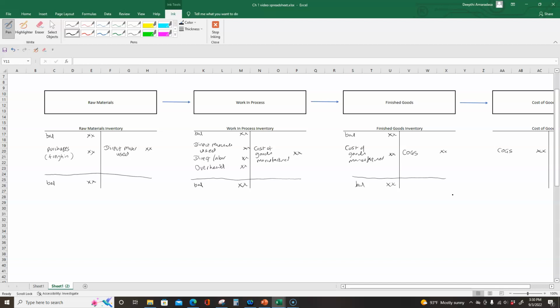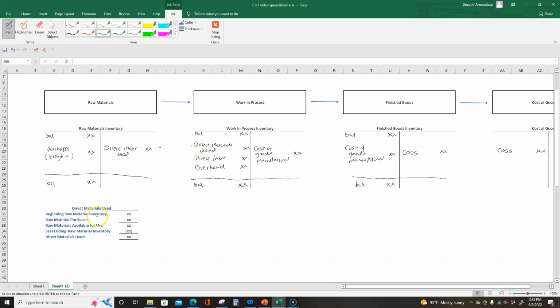When you're doing your homework, you may be asked to prepare a schedule. As long as you understand the flow of inventory, you'll be able to follow along with the schedule. Here is a schedule to calculate direct materials used. If you are asked to calculate direct materials used, you can find direct materials used in two places. You find it in your raw materials inventory account, which is here, or you find it in your work in process inventory account here. Both these numbers are the same because raw material inventory decreases and work in process inventory increases when the factory starts producing the goods.